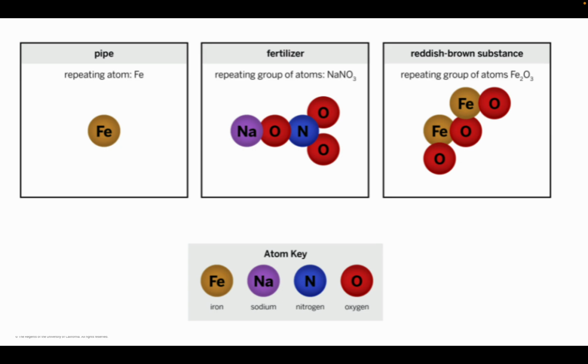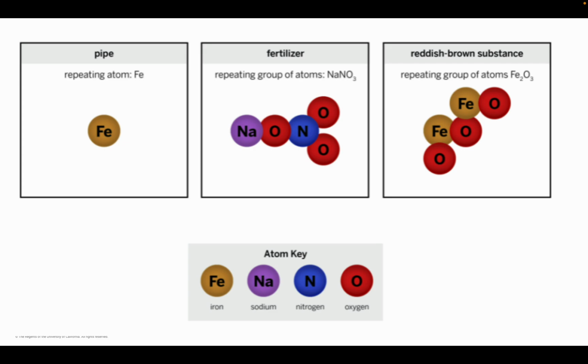So the pipe is made up of a repeating atom, iron. So if you guessed that it was an iron pipe, you are right. The fertilizer is made up of a repeating group of atoms, NaNO3. So Na is sodium. It has 1 nitrogen and 3 oxygens. That would repeat over and over and over again to make it a fertilizer. Now that reddish-brown substance is made up of 2 irons and 3 oxygens.